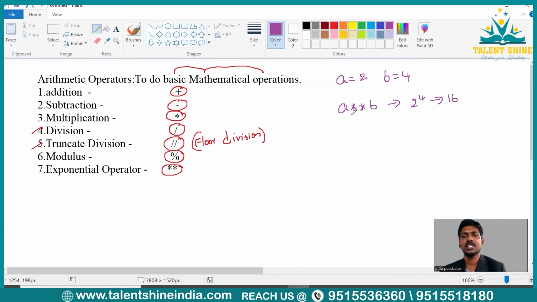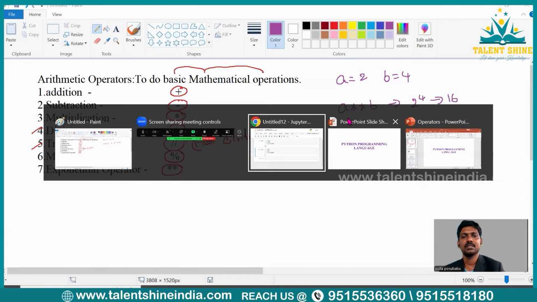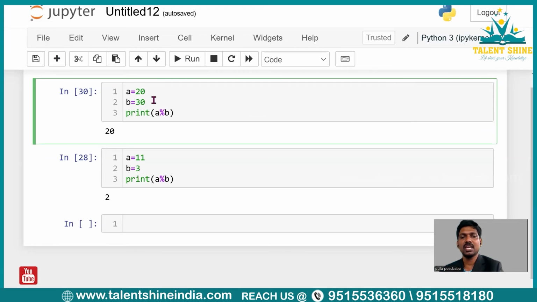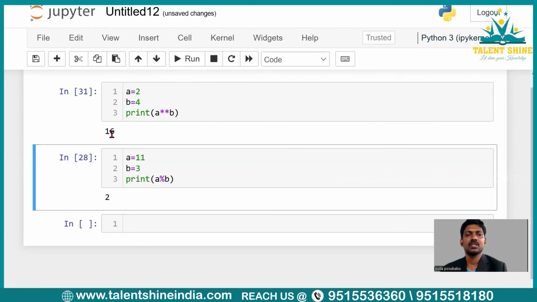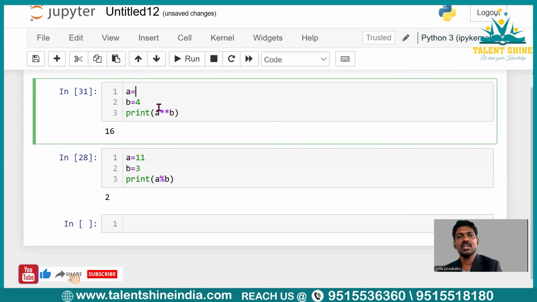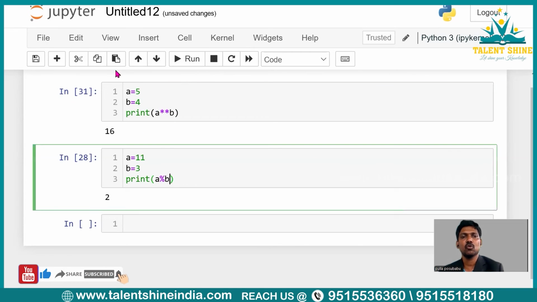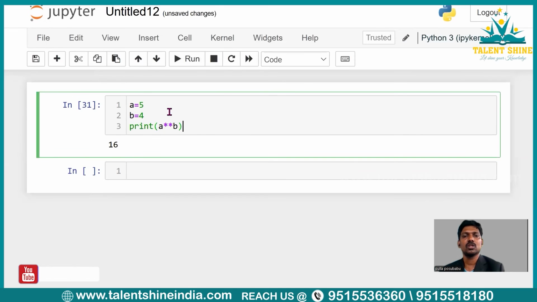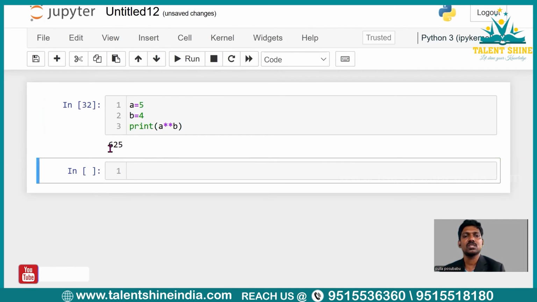Let's perform this operation in my IDE. Let me take A is equal to 2 and B is equal to 4, and let us use the exponential operator. Now the output is 16. Now let's take the A value as 5 and the B value as 4. Let us execute it. The output is 625, which means 5 power 4. I hope everybody is clear with the exponential operator, right?